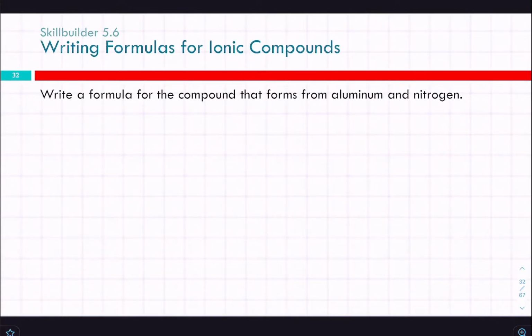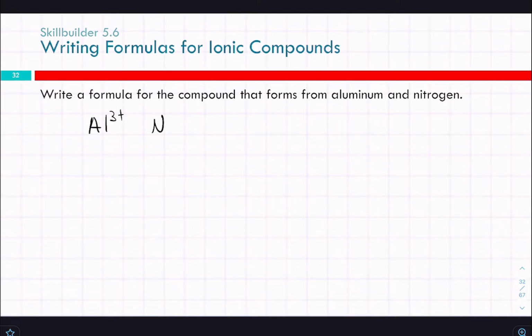So we're going to write a formula for the compound that forms from aluminum and nitrogen. So aluminum is in the 3A column. It's also the tip of that triangle that I was talking about. So there's a 3 plus charge. And nitrogen is in 5A. I think we're going to get to those on the next slide. But for the negative charges, it's like 7A.